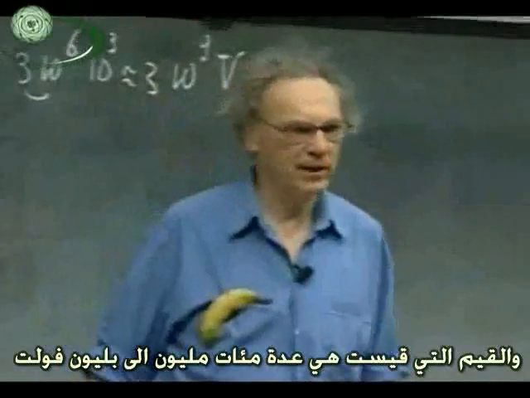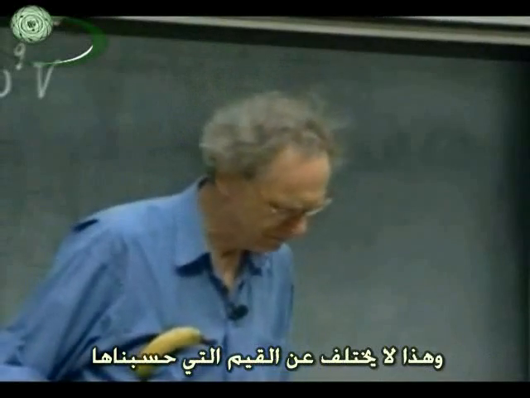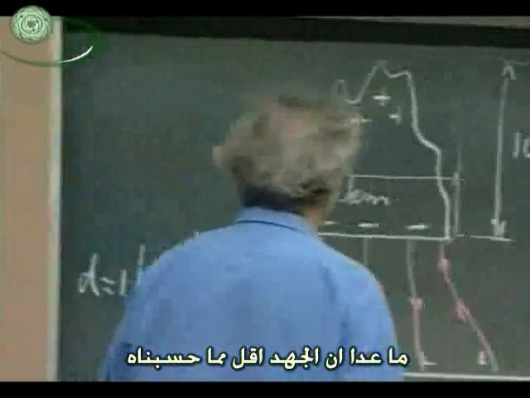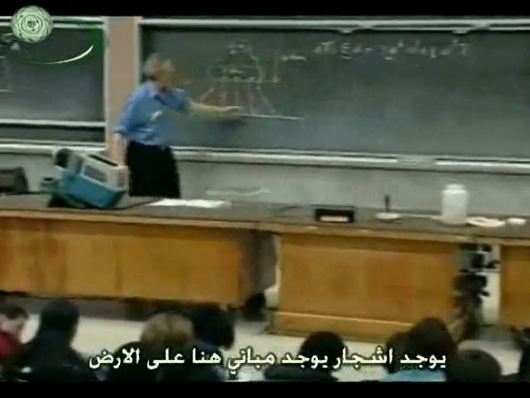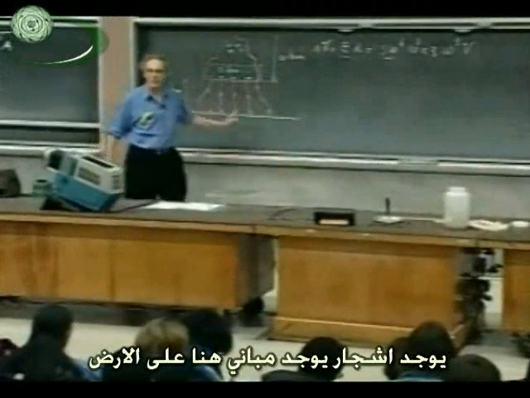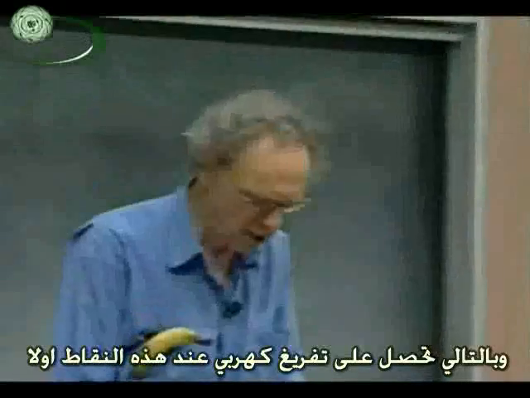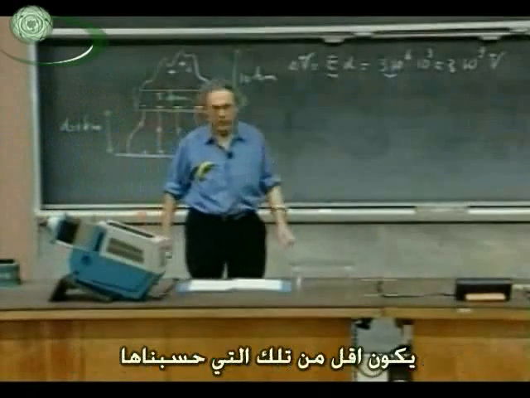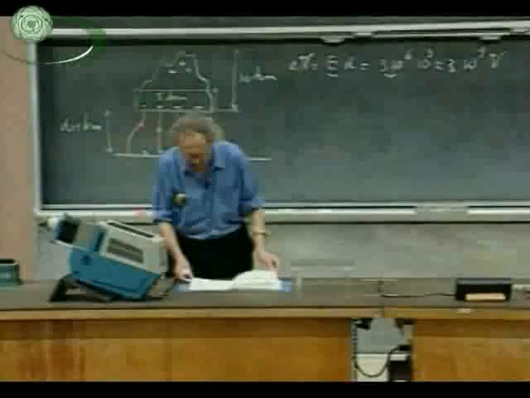And the values that are typically measured are several hundred million to 1 billion volts, so it's not all that different. You expect that the potential is probably less than what we have calculated, because clearly these are not flat surfaces. There are trees here on the ground, there are buildings on the ground, which are like sharp points where the electric field will be locally higher, and so you will get a discharge at these sharp points first, and that means the potential difference between the cloud and the Earth could then be less than the 3 billion that we have calculated here. That's only a back-of-the-envelope calculation.